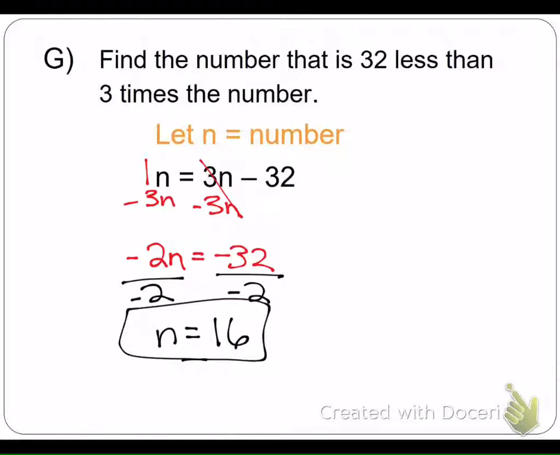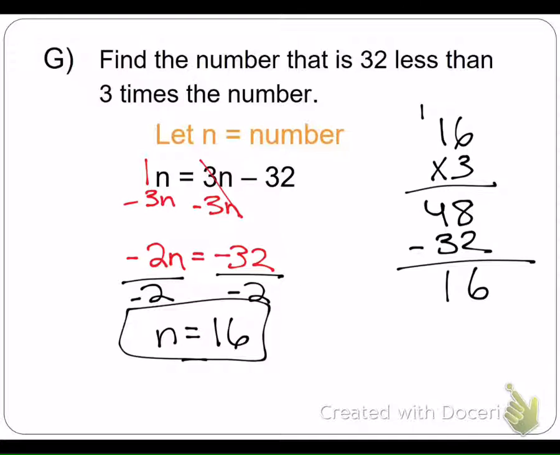I just plugged it back in to the word problem. So what is 3 times 16? 18. Oh, no, I'm getting 6. You're adding, I think. 48. Subtract 32. You get 16, so it does check out. But you got to actually do the math right.